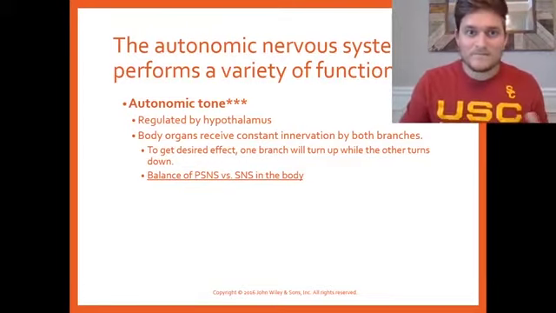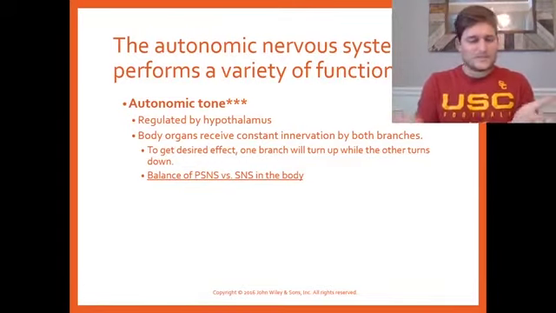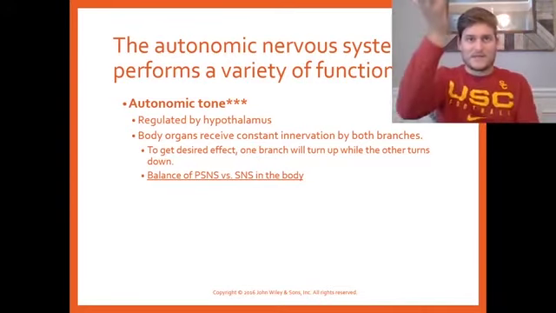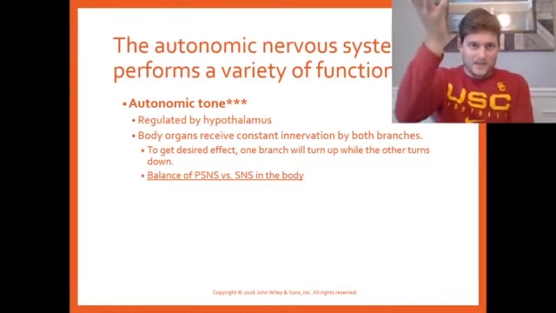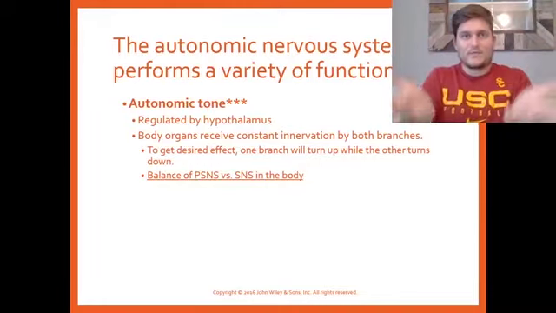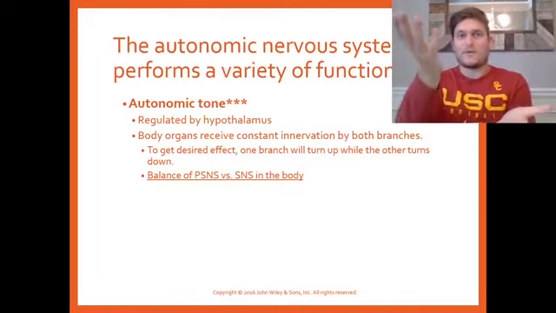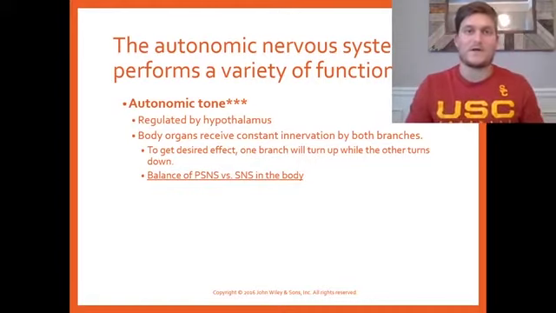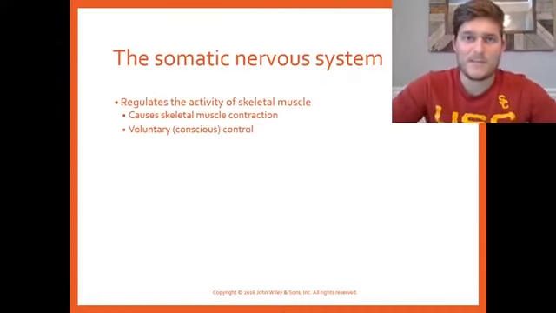disturbances throughout the body. And so when we need that fight or flight response, that sympathetic nervous activity will go up and that parasympathetic nervous activity will go down. While we're at rest, we get parasympathetic activation going up and sympathetic activity going down. That concludes the autonomic nervous system.